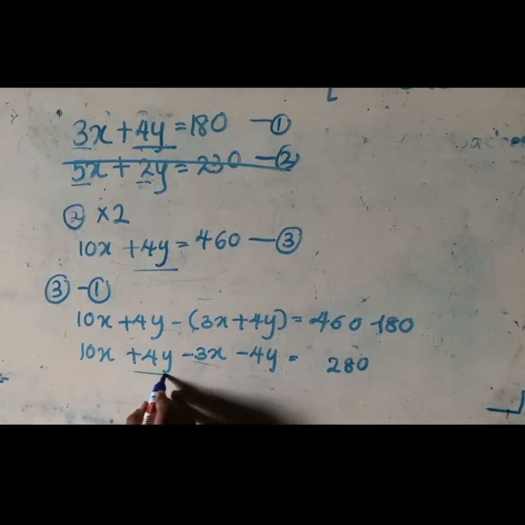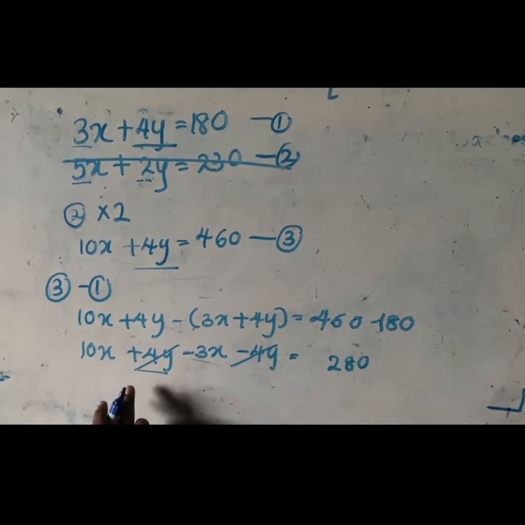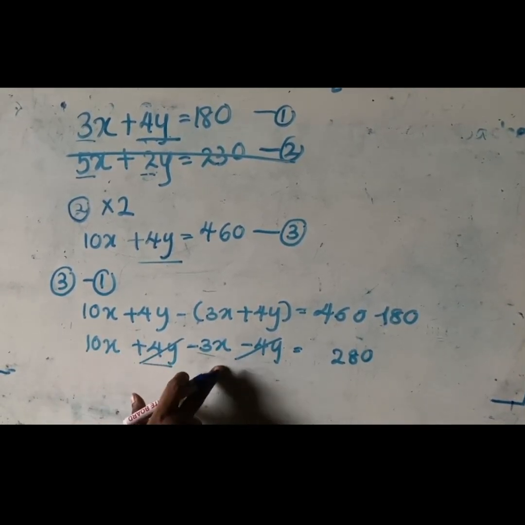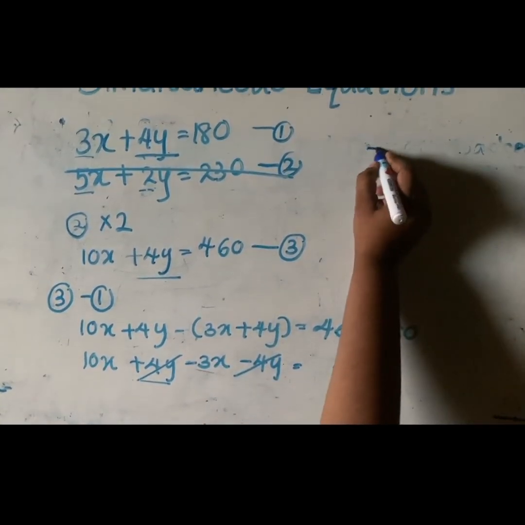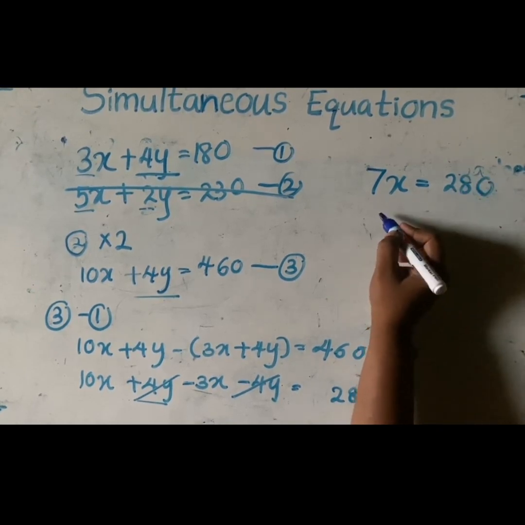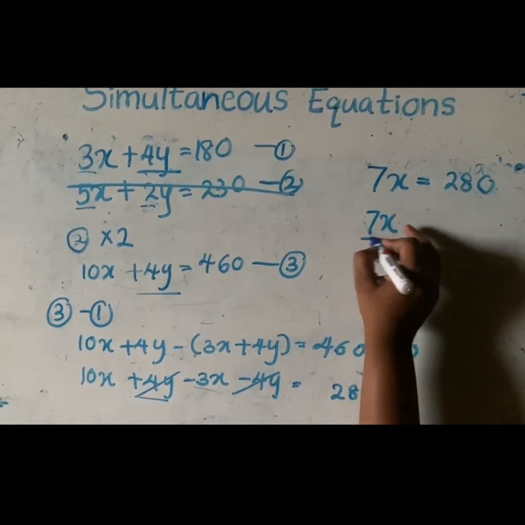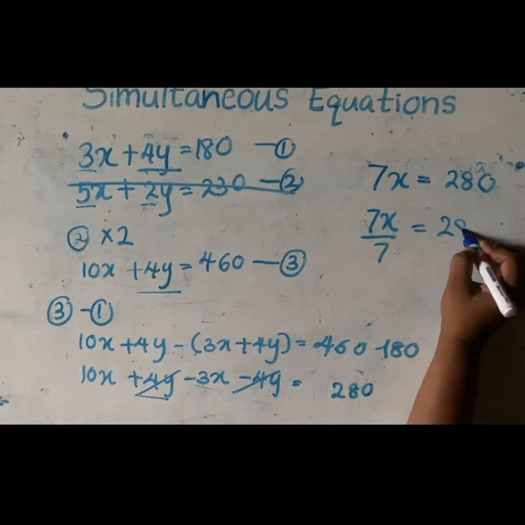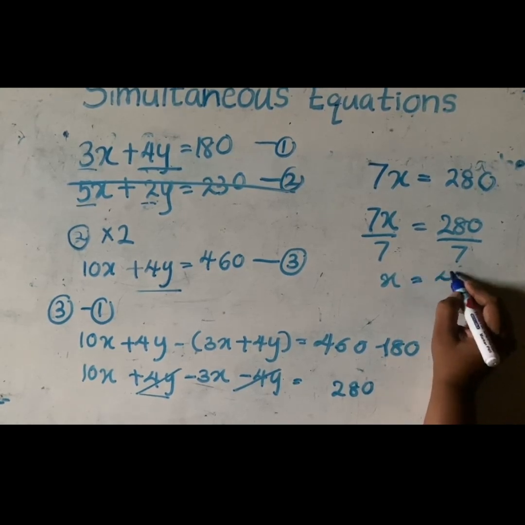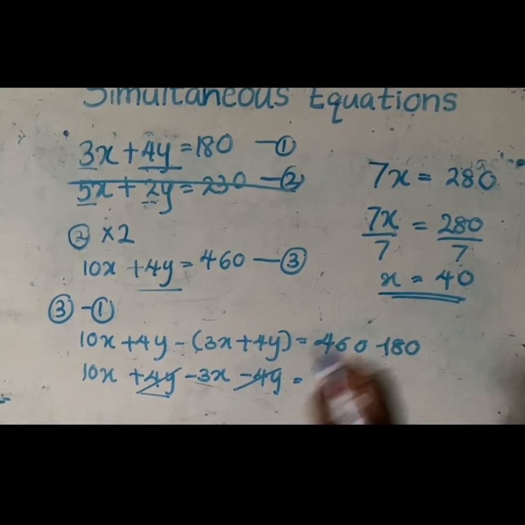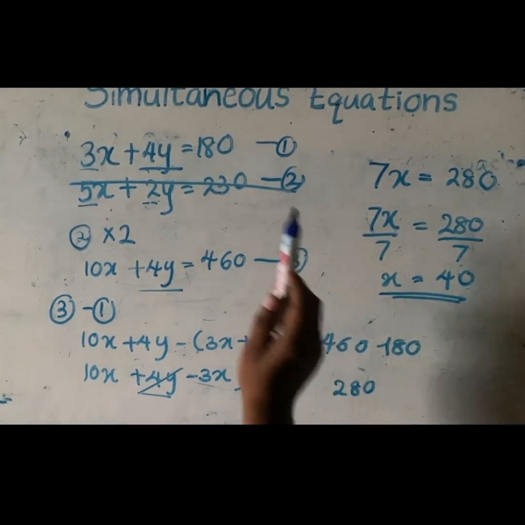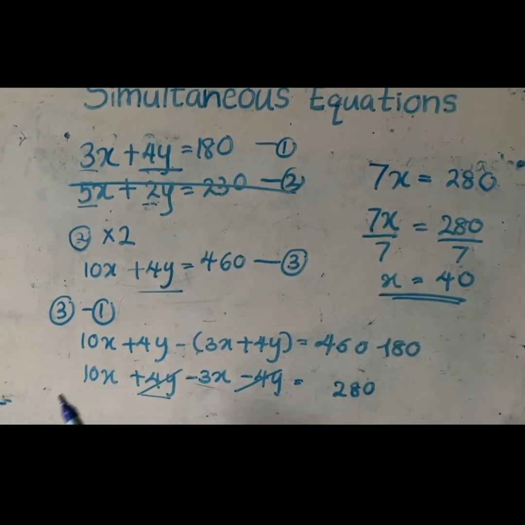Now see, here 4y is there, here 4y is there. This 4y is cut off by this 4y. Then 10x subtract 3x, you will get 7x equal 280. We will divide both sides by 7. Then x equals 40. Now you can substitute this x value into our equation 1 and you can get the value of y.